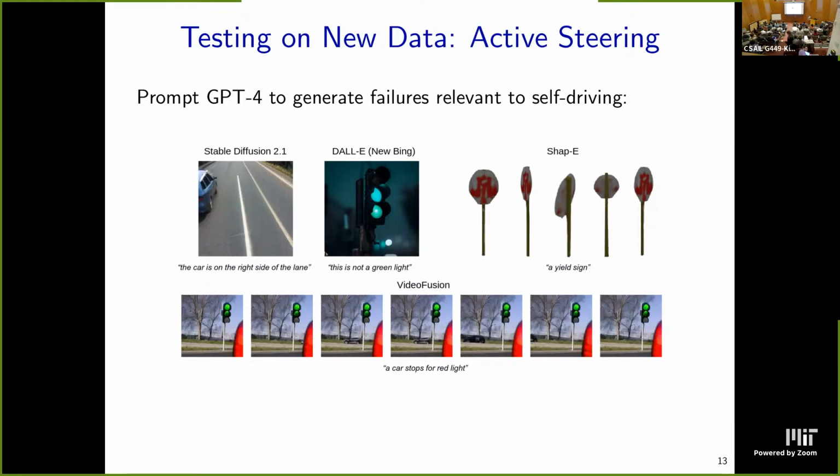And so you get things like, the car is on the right side of the lane, or this is not a green light, a yield sign. You get these self-driving failures in CLIP. Basically, because GPT-4 can do this abstract, metaphorical reasoning about how a failure might translate to a new domain, just by specifying that domain, you get failures in that domain. I think this is pretty cool.